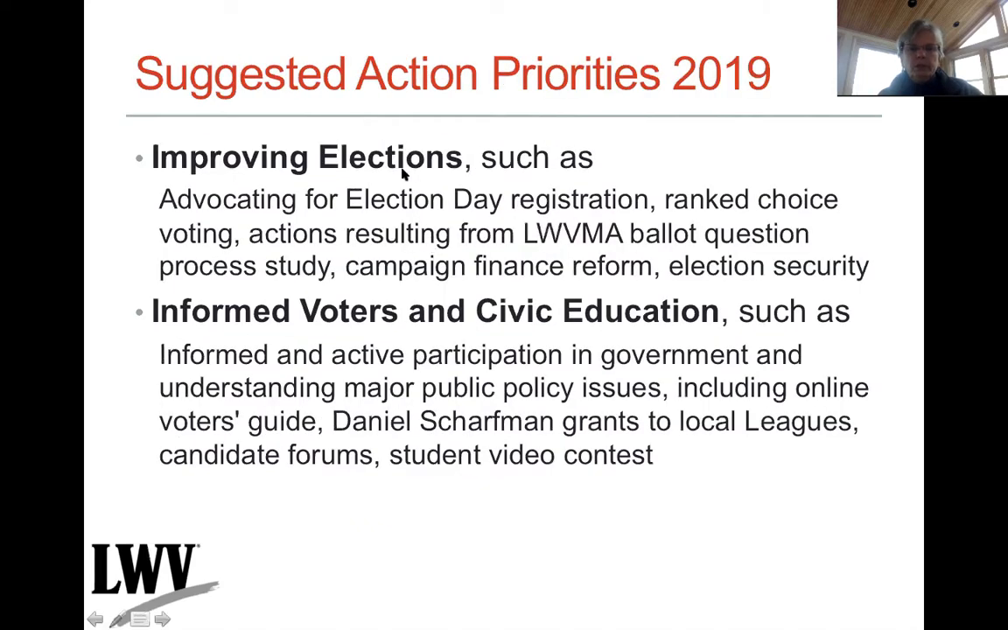The first one, improving elections, would include things such as advocating for election day registration, ranked choice voting, actions resulting from the LWVMA ballot question study, campaign finance reform, and election security. Now, we're not voting on these subcategories. We're just voting on improving elections. But these are the things that we identified that led us to make that an action priority.